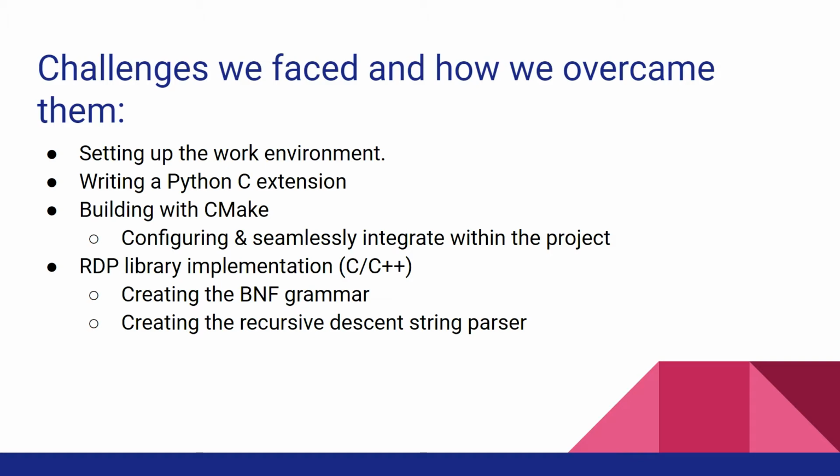Challenges we faced and how we overcame them. Setting up the work environment was challenging. Writing a Python C extension with Swig was challenging. Building with CMake was a little hard to configure, however, we ended up overcoming that challenge, and it's seamlessly integrated with the project. The recursive descent parser library implementation was written in C and C++, also in Python. Creating the BNF grammar was a tough challenge. Creating the recursive descent string parser was also challenging.